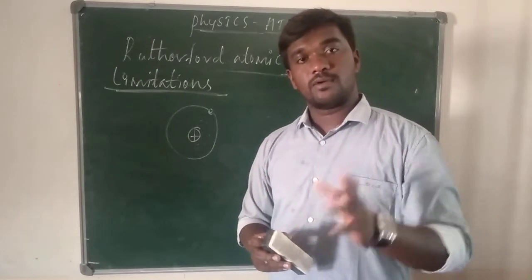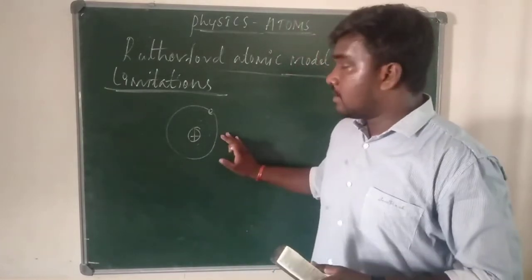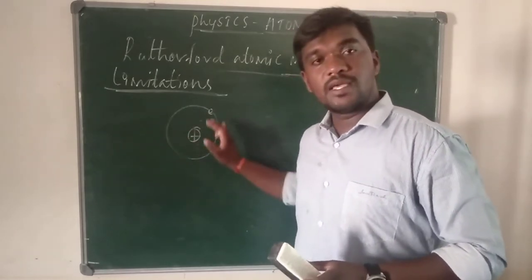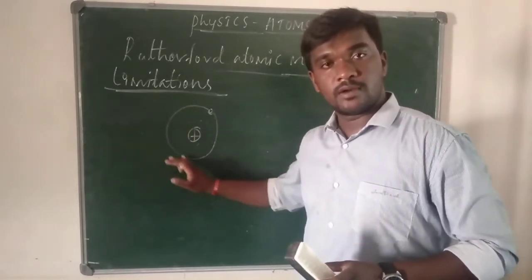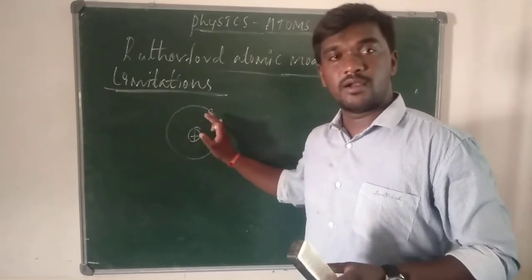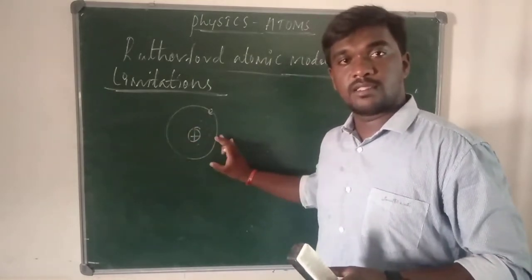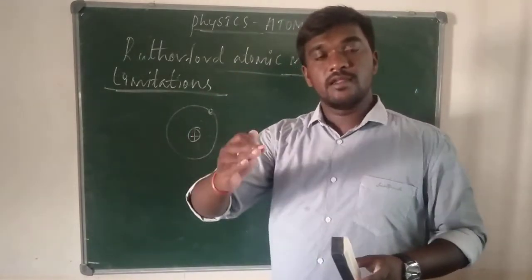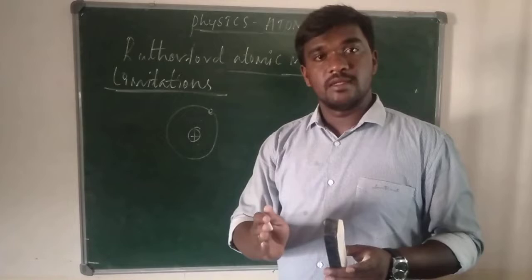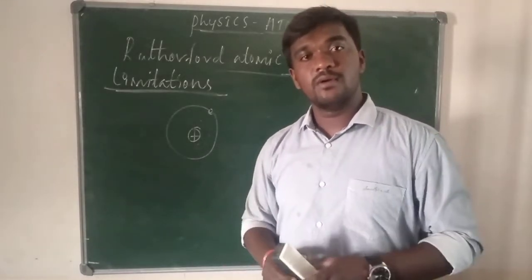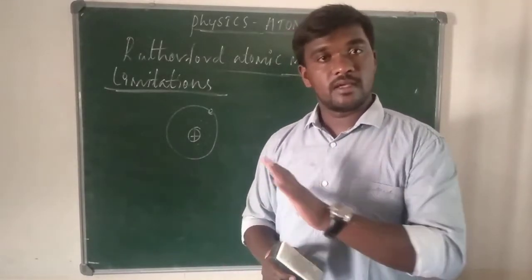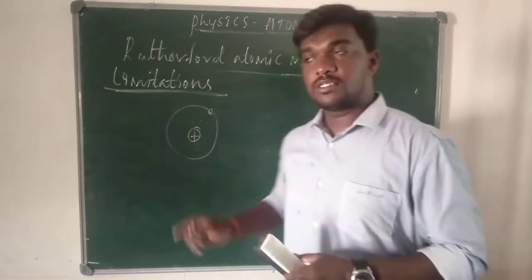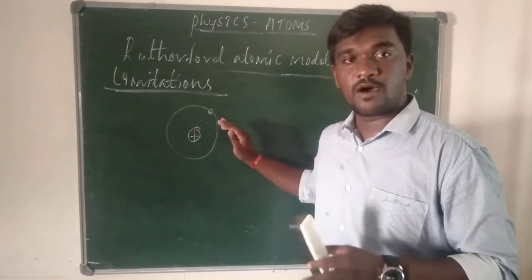But we could not expect the atom to collapse. Any electron revolving around the nucleus, its energy decreases, and the electron finally falls into the nucleus. If the electron finally falls, the atom should collapse. But we could not expect the atom to collapse, which means the Rutherford model fails.